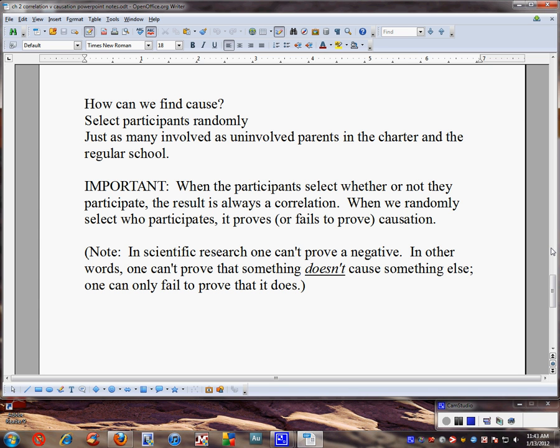One important note is that in scientific research, one can't prove a negative. In other words, one can't prove that something doesn't cause something else. One can only fail to prove that it does. Okay, that's sort of an important note.